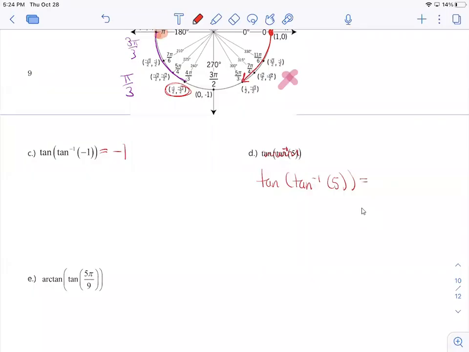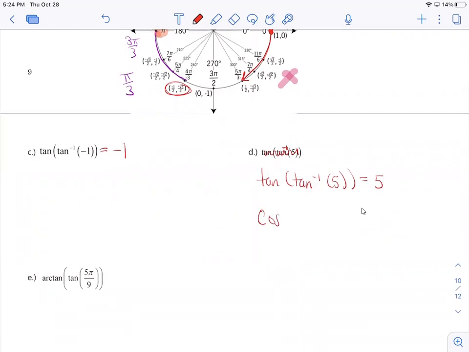So this, because my outside function is tangent, I don't have to think much, it just equals 5. Now, just to compare it, if I had cosine composed with inverse cosine of 5, this one would be undefined, because it can only go from -1 to 1.